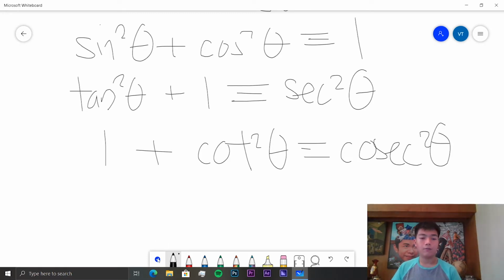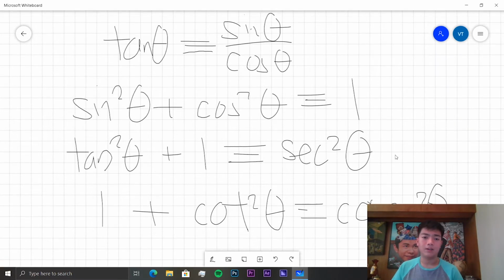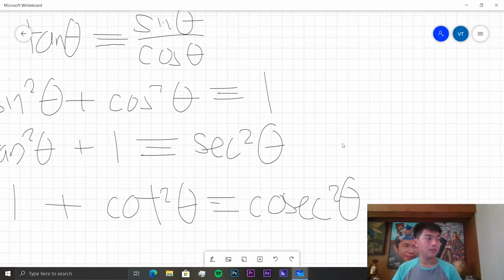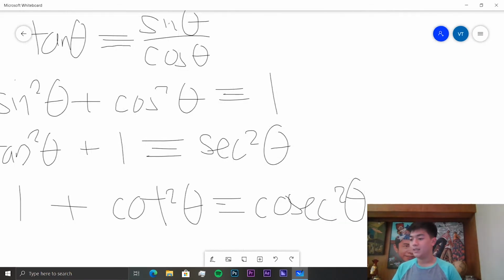So these are 4 very important identities that you need to know, and they can be used to solve a lot of problems. They're not all the identities yet, but they are some of the most important ones. With that being said, let us jump into some problems regarding angles.